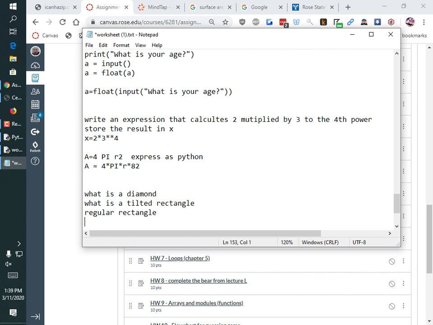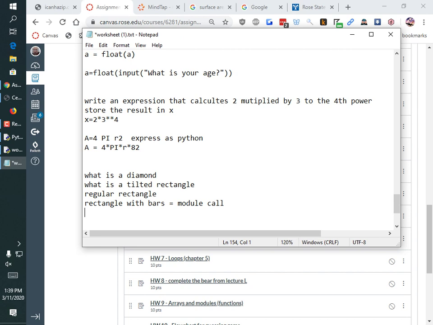Rectangle with bars. That seems to be new slang for hip-hop to say that you really say your stuff good. A rectangle with bars is a module call, calling another module. But I'm not going to ask that one. I'm just putting it there for completeness. Is it a true statement? Nah, I'm not going to even ask that. Skip that.